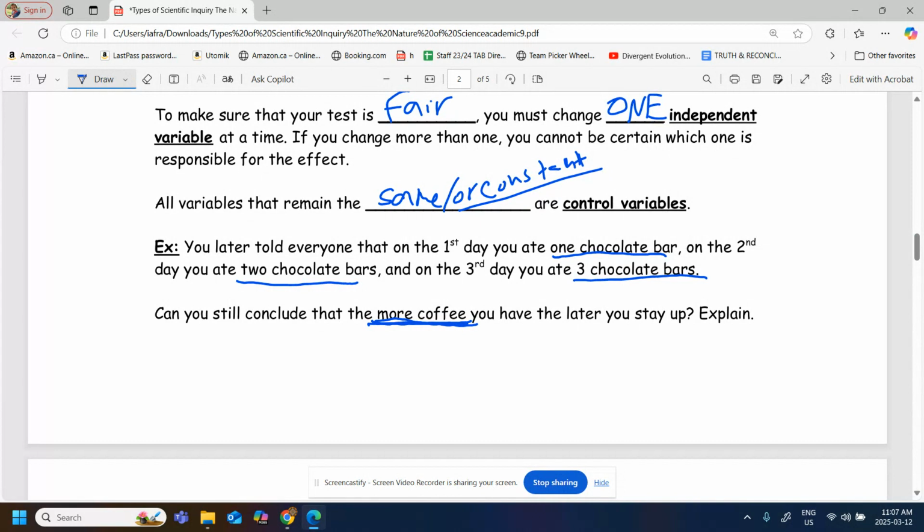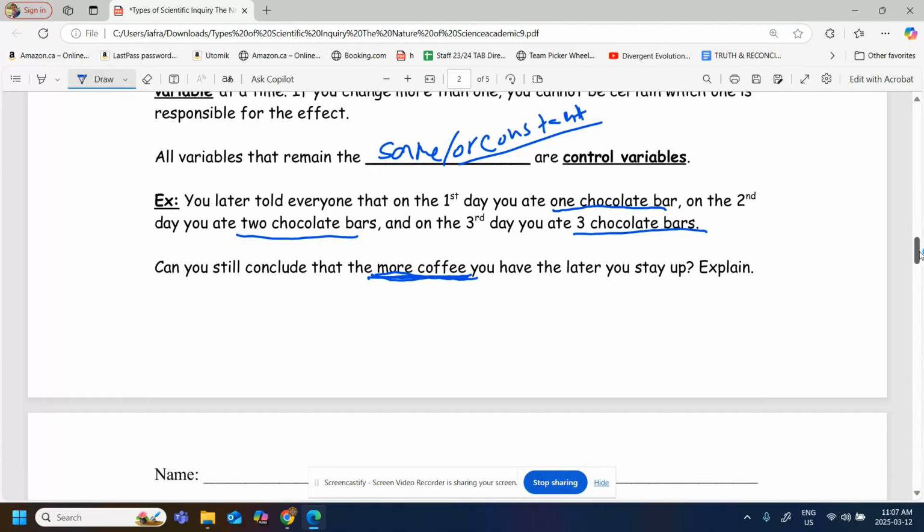So to make this experiment better, you should have probably either eliminated the chocolate altogether or just made sure that you always had the same amount of chocolate bars every day. If it wasn't changing, it wasn't the one responsible for causing your dependent variable to change. So that's what a control variable is.